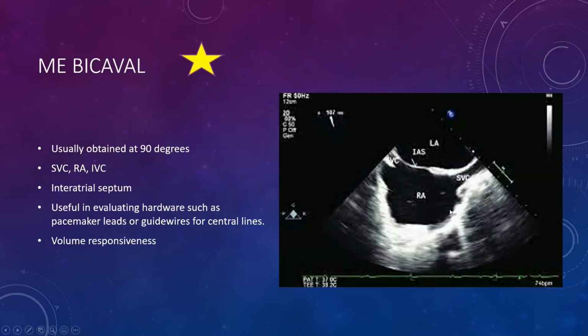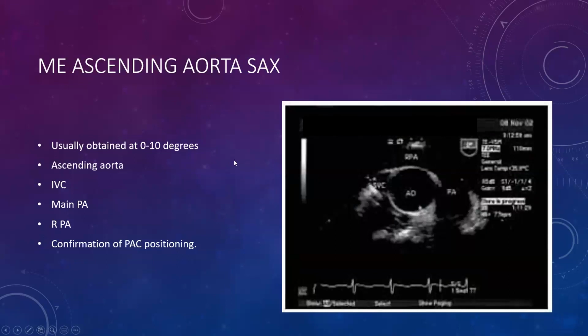If you change it a little bit, sometimes you can see the right atrial appendage here. There's also modified bicaval, which I don't think is actually one of the standards. If it is, we'll get to it.